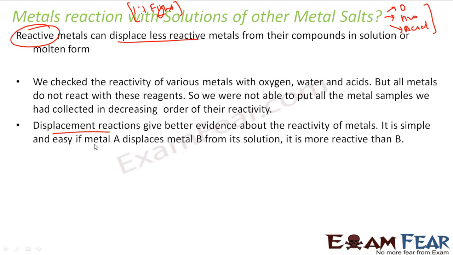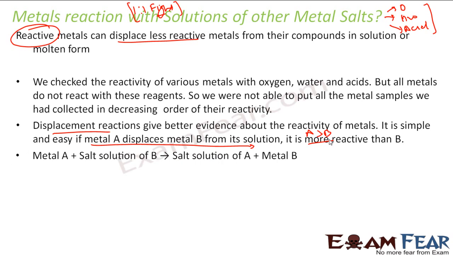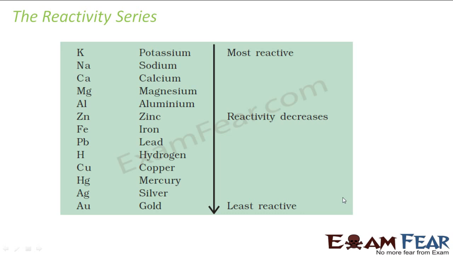The rule is very simple. If metal A displaces metal B from its solution, that means A is more reactive than B. Correct? Pretty simple. So if I have metal A plus solution of metal B, and this gives solution of metal A and metal B is out, if metal A kicks metal B from its solution, that means A is more reactive than B. With this rule we'll find. Scientists have done a lot of experiments on this and they have found this reactivity series.